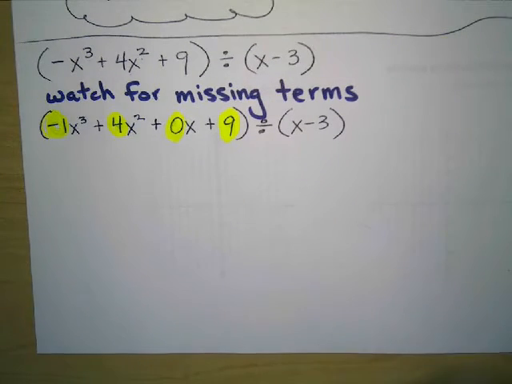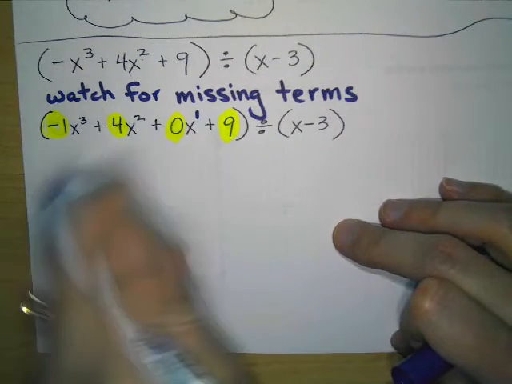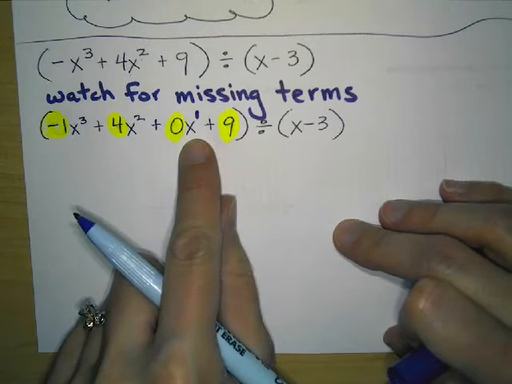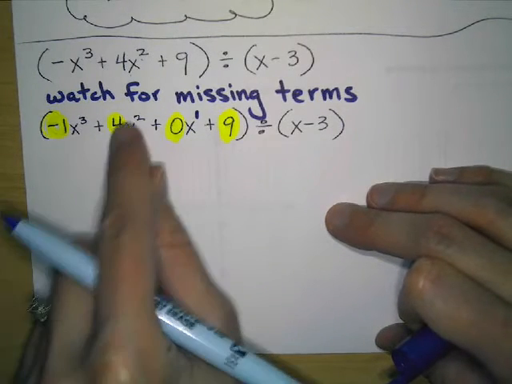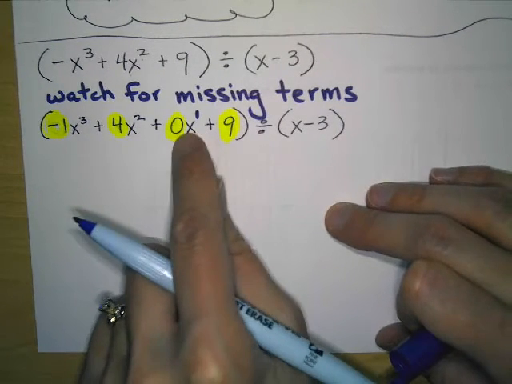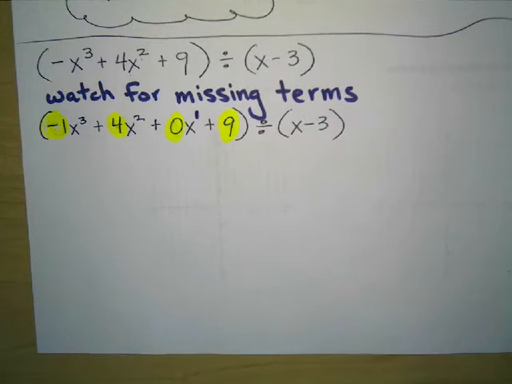Okay, it was missing, guys. It was missing an x. See? So we added a 0x in there. We got x to the third, x to the second. We needed an x. Okay, now we can do the synthetic division.